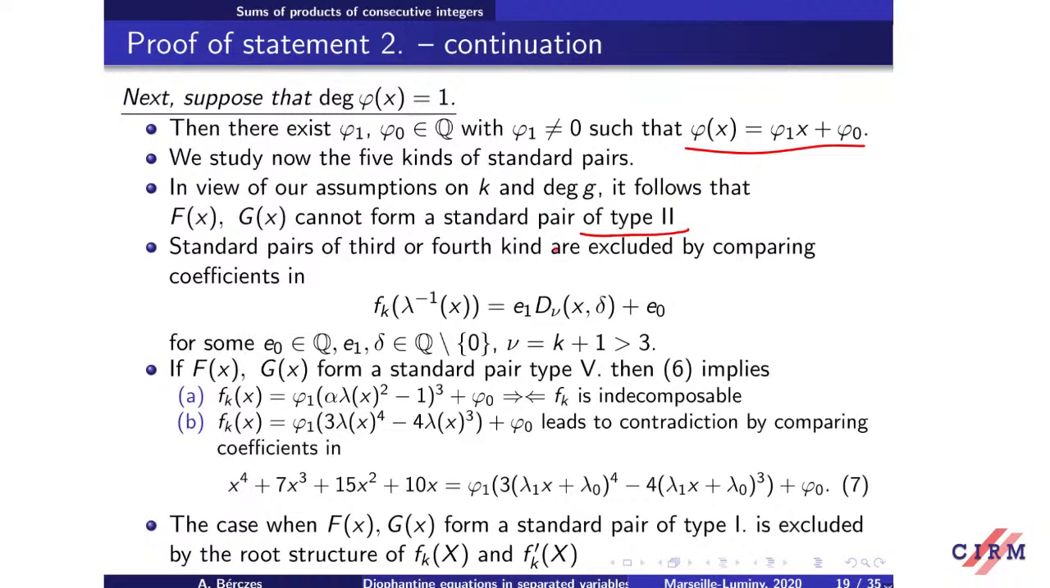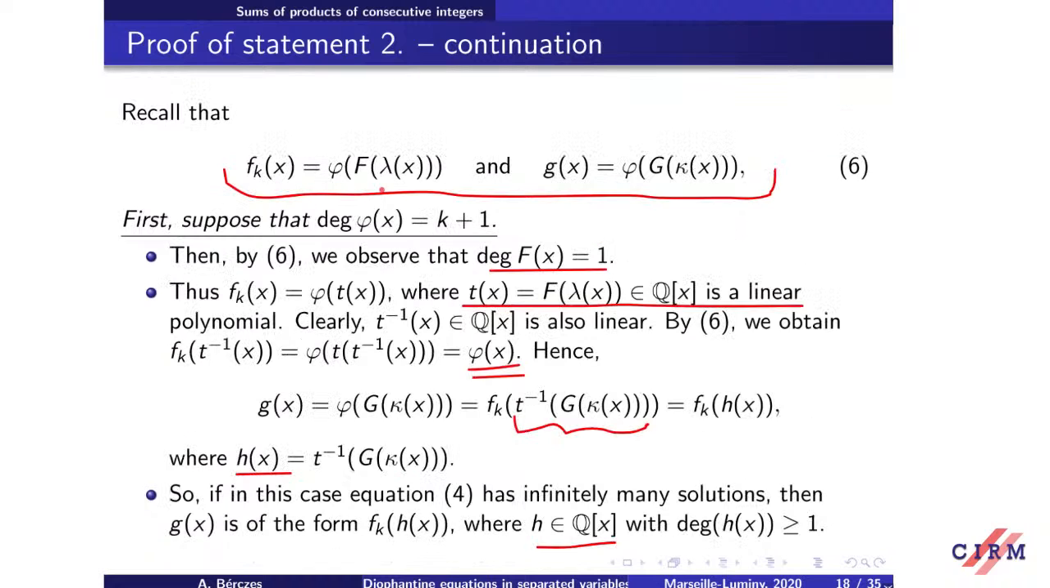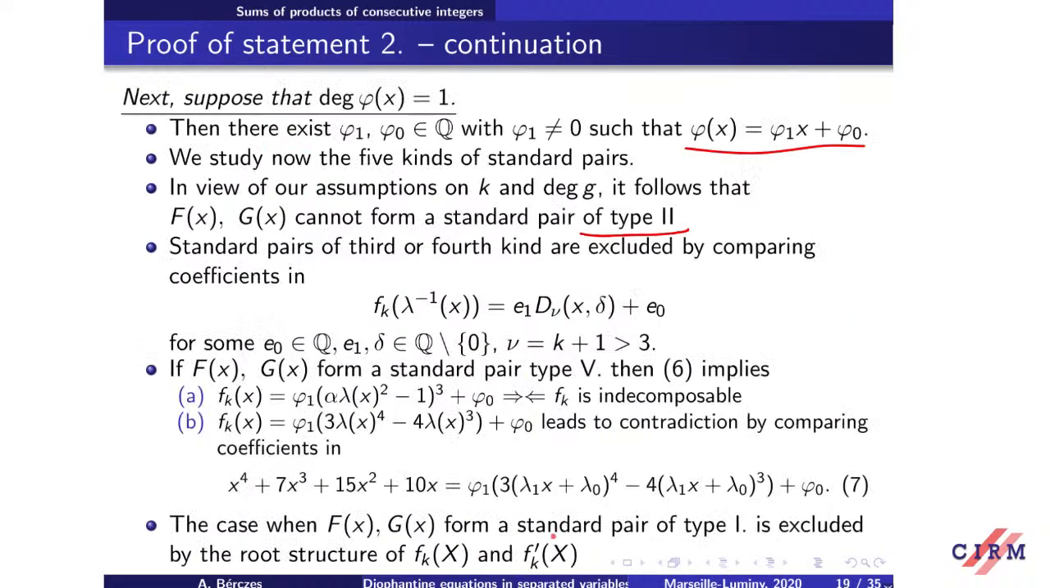In the case of standard pairs of type 2, this can be excluded because there we have a polynomial of degree 2. But f of x and g of x cannot be of degree 2 in this case, because f of x must be of degree k plus 1. If I go back here, now phi is linear, lambda is linear. So in order to get a polynomial of degree k plus 1, f must be of degree k plus 1. It cannot be a quadratic polynomial.